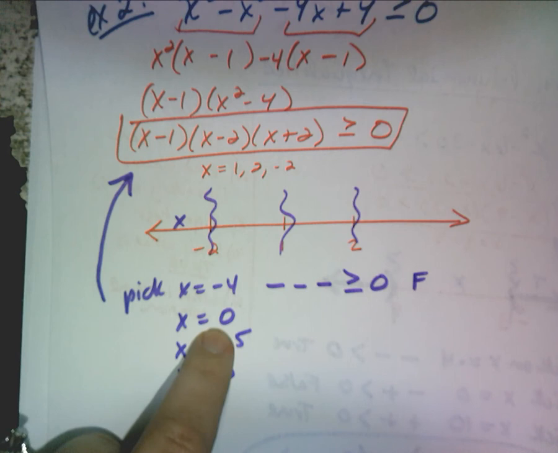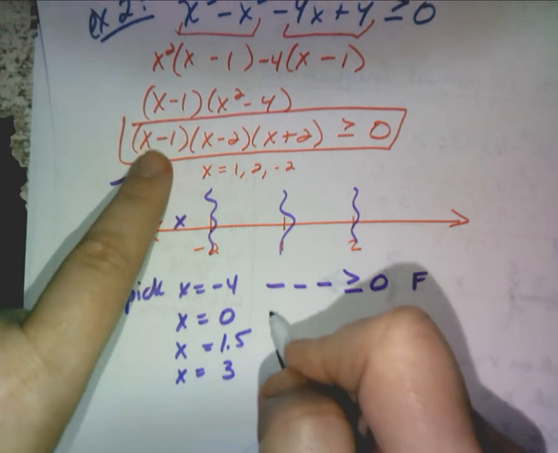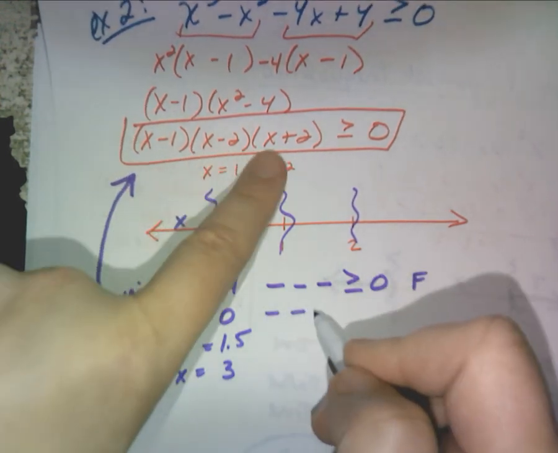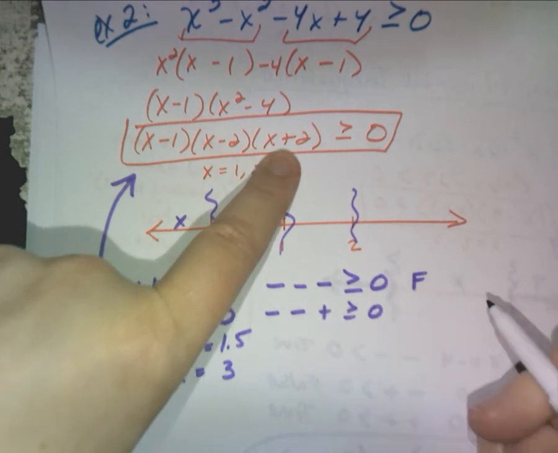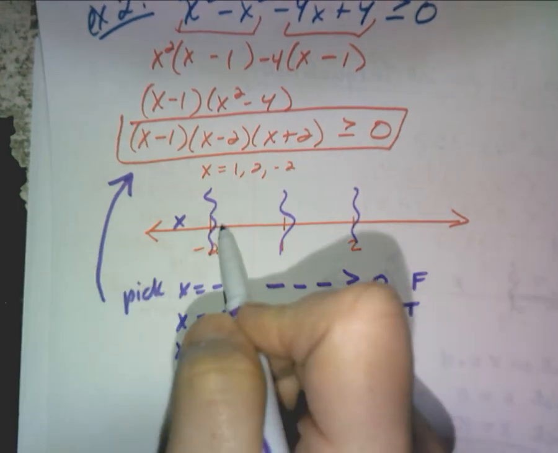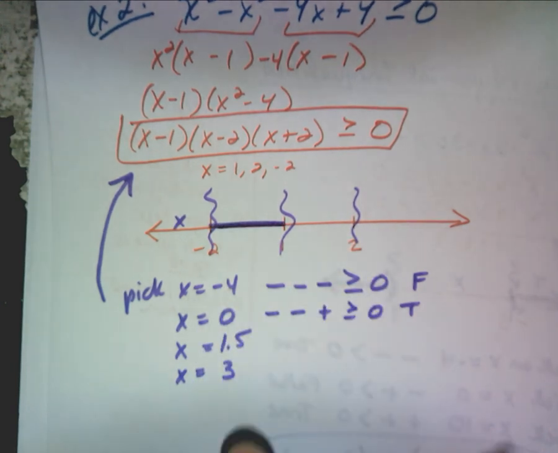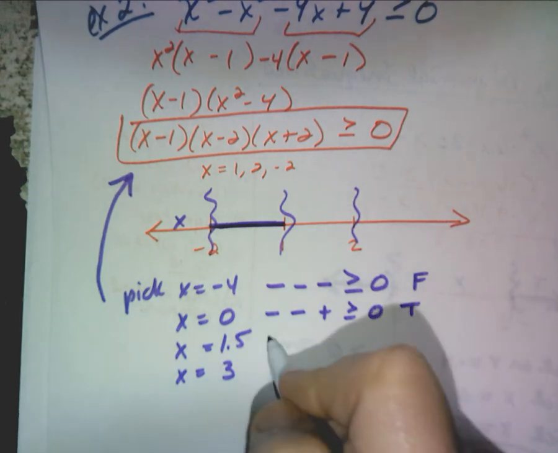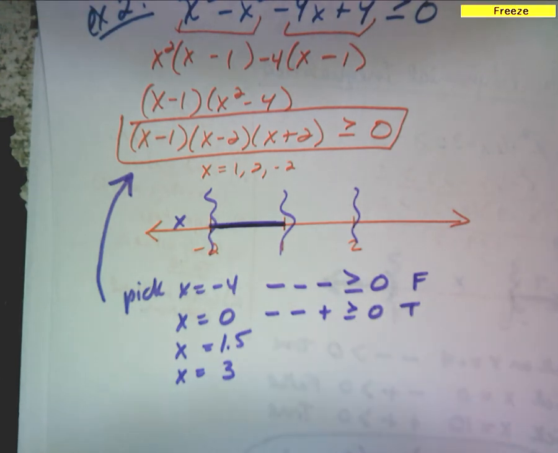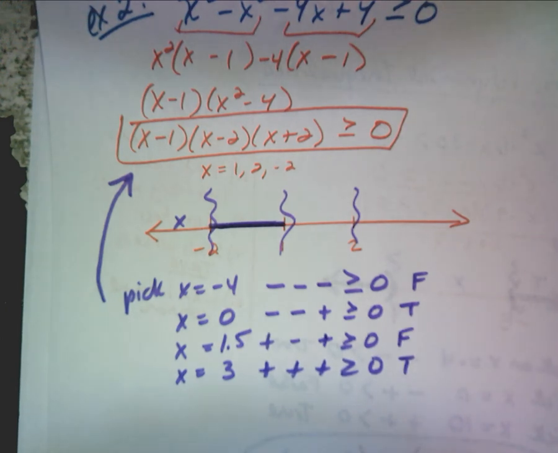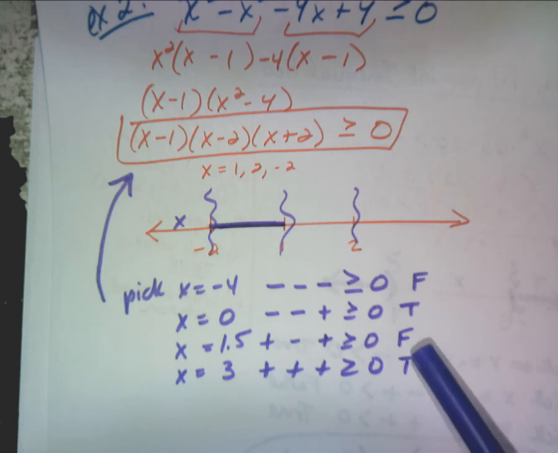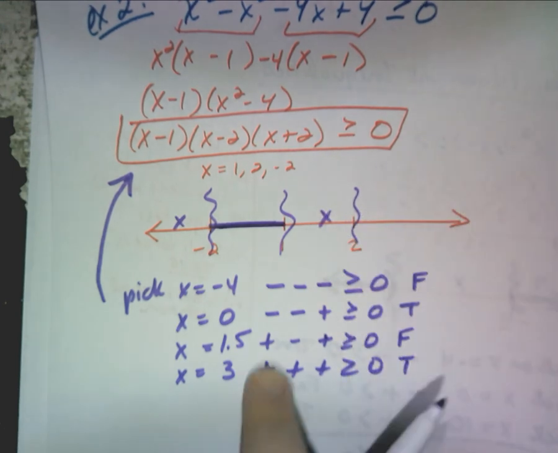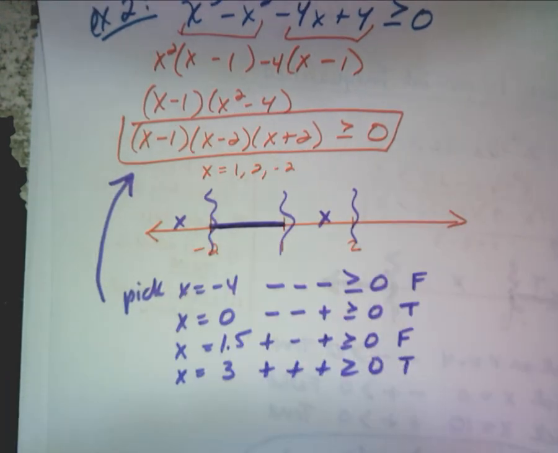Let's do it with 0. Plug 0 in. 0 minus 1, negative. 0 minus 2, negative. 0 plus 2, positive. Is that greater than or equal to 0? Oh, so we are going to shade here. All right, you do 1.5 and 3. I'll freeze it so you don't see what I'm doing. Okay, I ended up with a positive, negative, positive, which is false. Would you agree? When you plug in the 1.5? So you're not going to shade here. But this last one, when you plug in a 3, you get a positive, positive, and a positive. Multiplied, each other would be greater than 0. So that's true, so you're going to shade here.